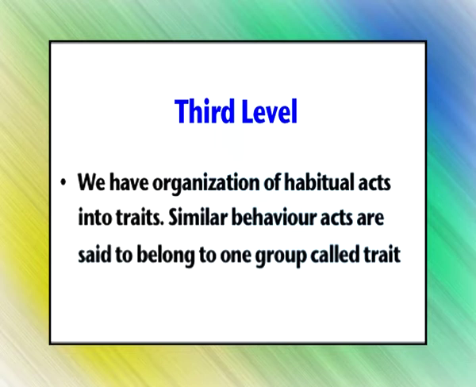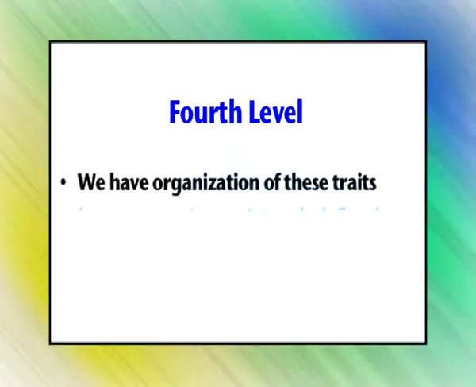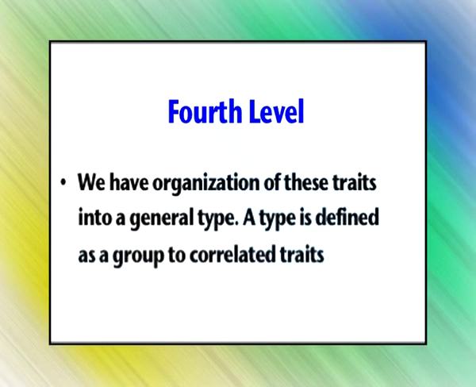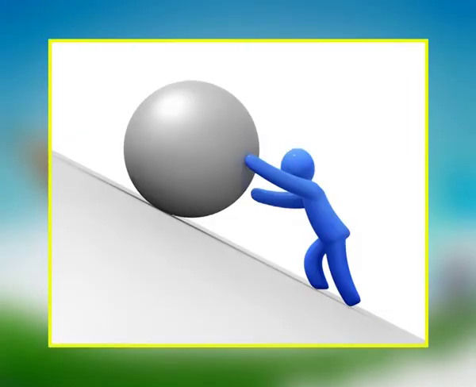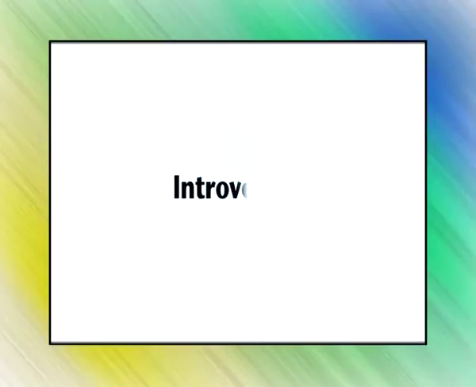Similar behavior acts are said to belong to one group called a trait. In the above example, the habitual responses like A and B give birth to a group of traits called shyness. At the fourth level, we have organization of these traits into a general type. A type is defined as a group of correlated traits. The traits which are similar in nature give birth to a definite type. The traits like persistence, rigidity, shyness have been grouped into a type which is called introversion.